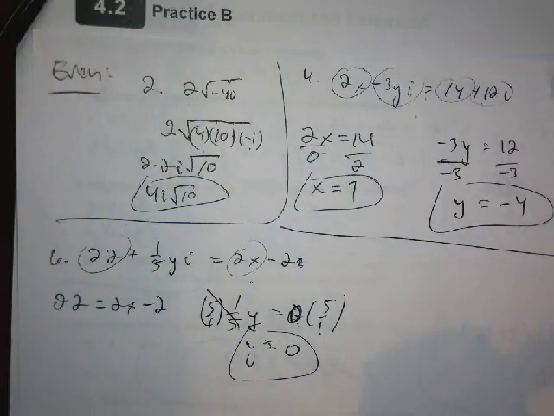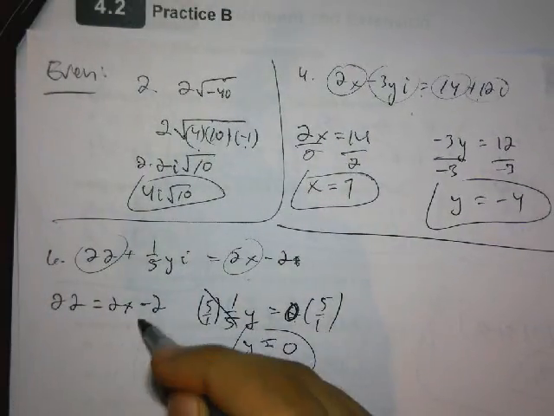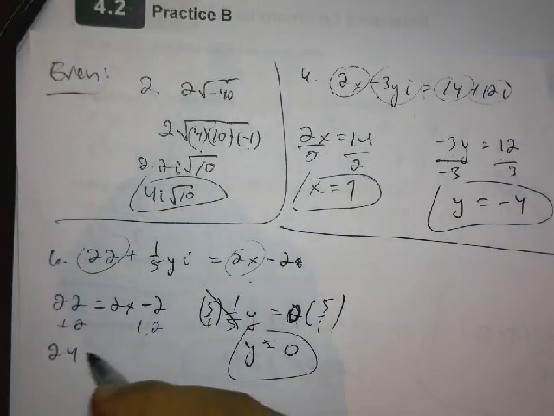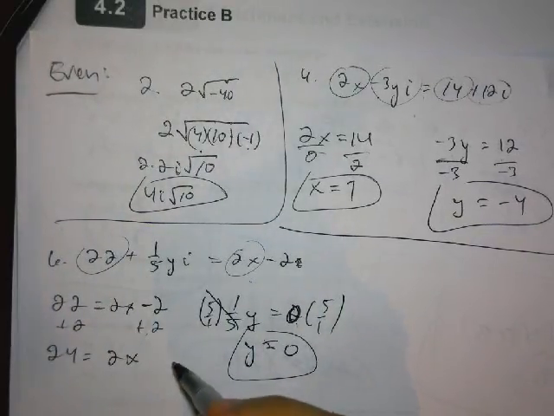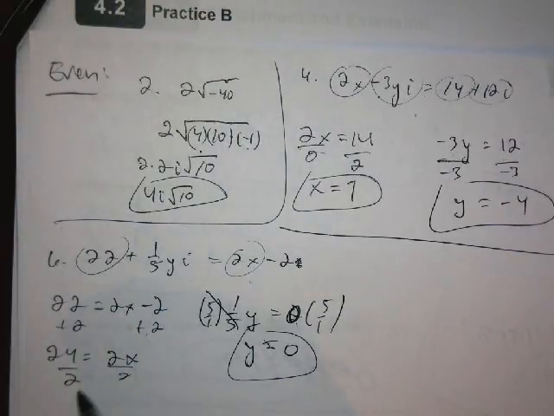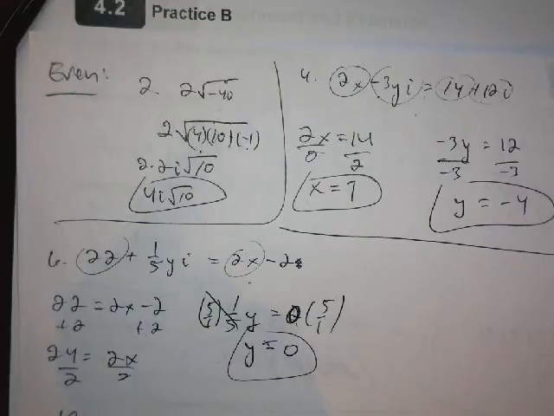So y is equal to 0, and then here, add 2 to both sides, I get 24 is equal to 2x, and then divide by 2. 24 over 2 is 12, is equal to x.